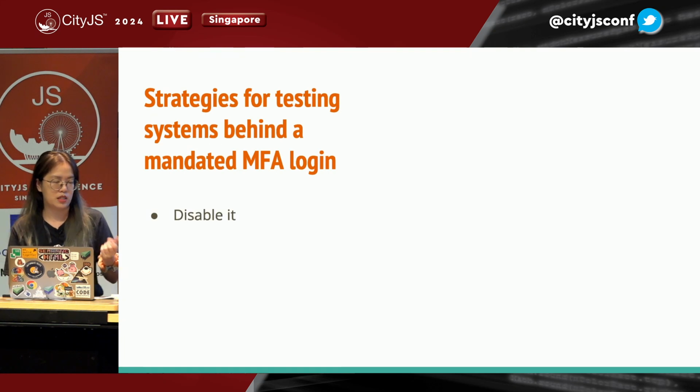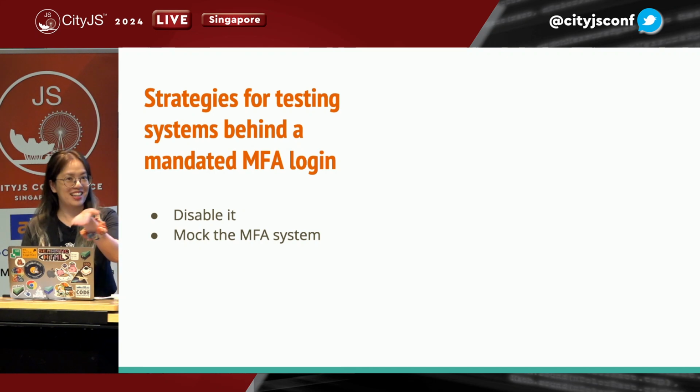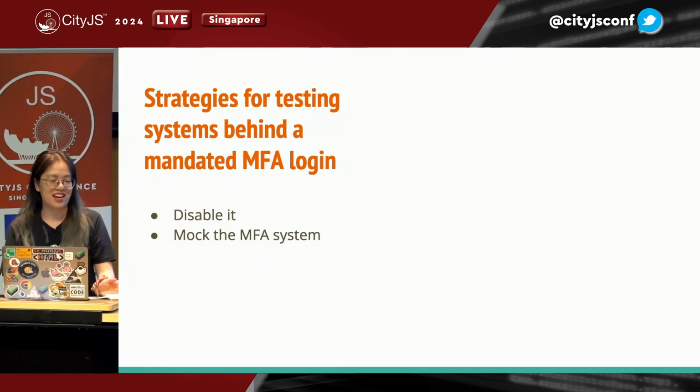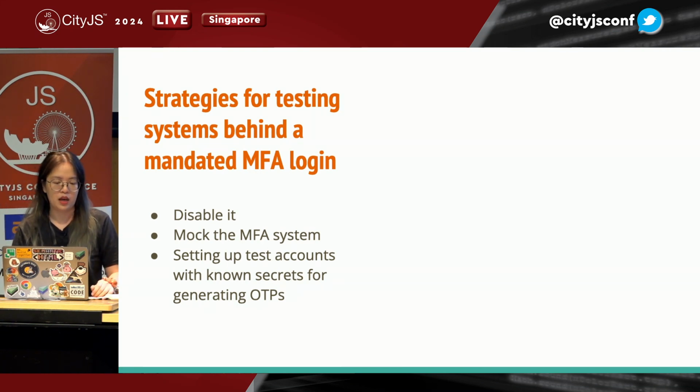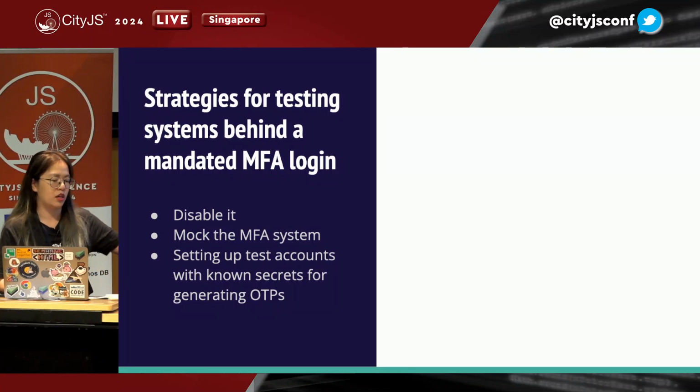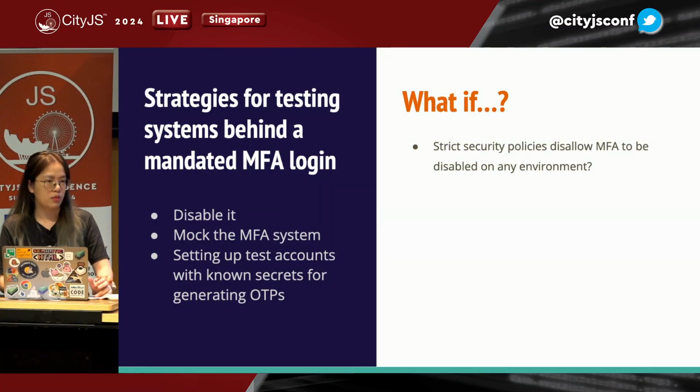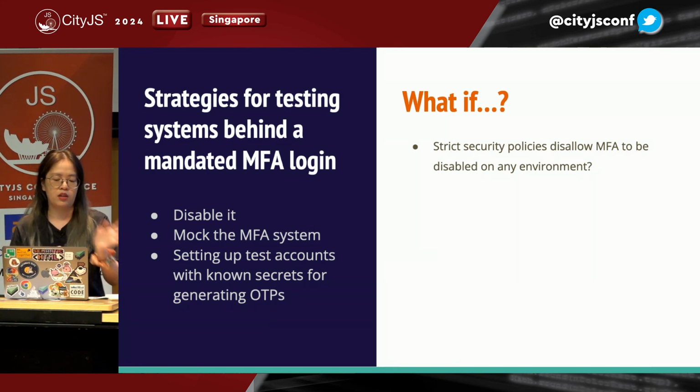So a few ways is to disable it, right? In testing environments, sometimes you can mock the MFA systems, or we can set up some test accounts where we know the secrets and we can generate the OTP. However, sometimes these strategies don't work because maybe your organizations do not allow MFA to be disabled on any environment, even if it's test environments.